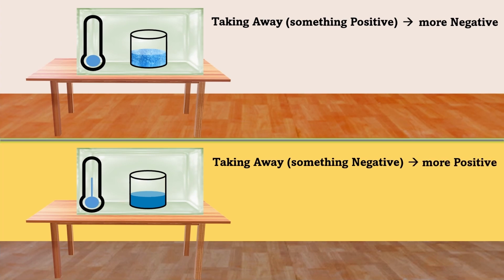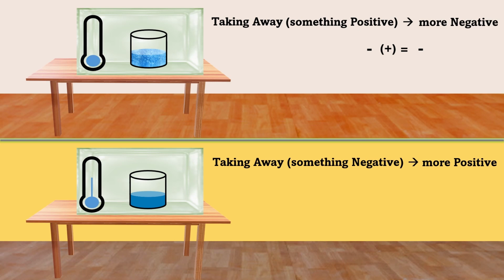Alright then, let us represent these observations also with mathematical symbols. Taking away means subtracting, hence it is denoted by minus. Something positive is indicated with a plus symbol, and more negative is indicated with a minus symbol. Therefore, we have minus of plus equals minus.